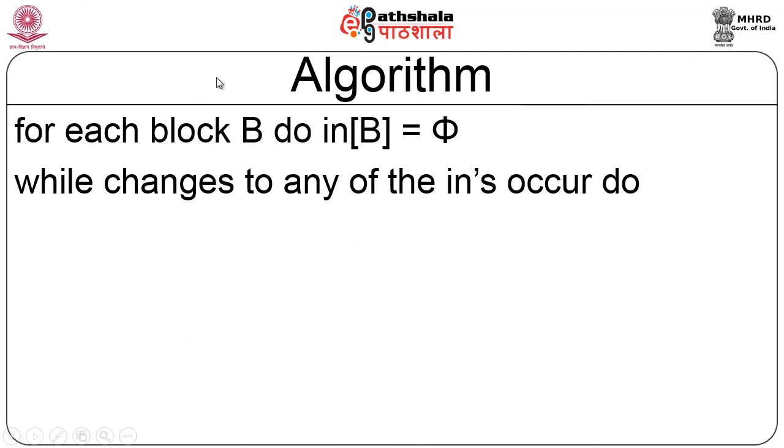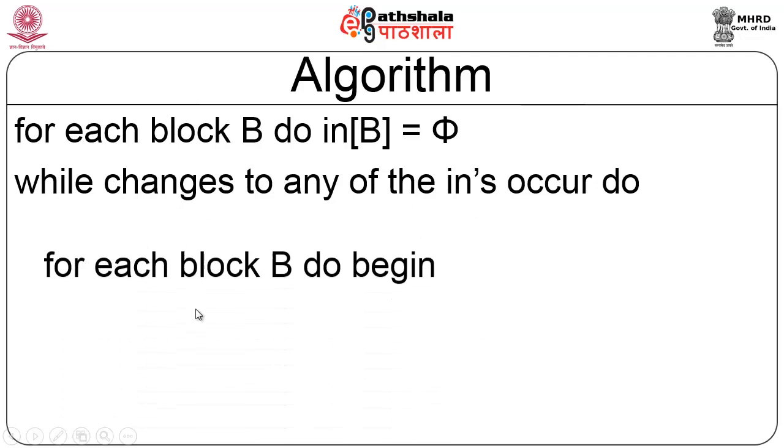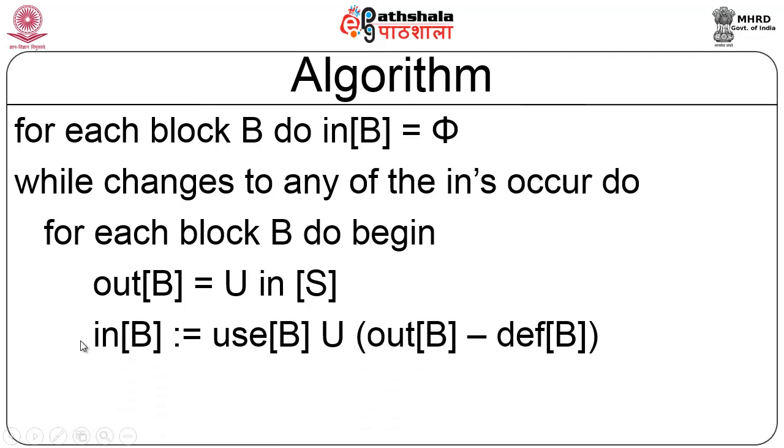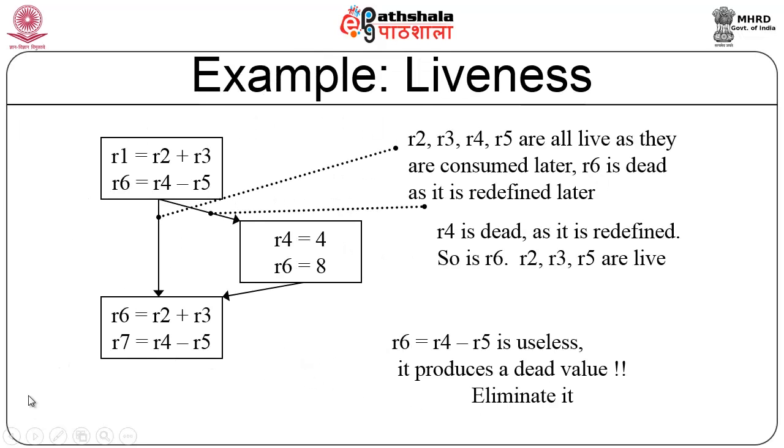Now for each block B, do in of B is equal to null. While changes to any of the ins occur, again this is going to be similar to using a flag variable. For each block B, begin out of B is equal to union of in of S, where S is the successor block here. And to start with, in of B is null, and in of B is equal to use of B union out of B minus definition of B. This is the computation of that.